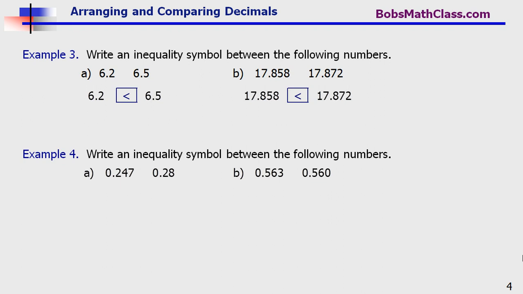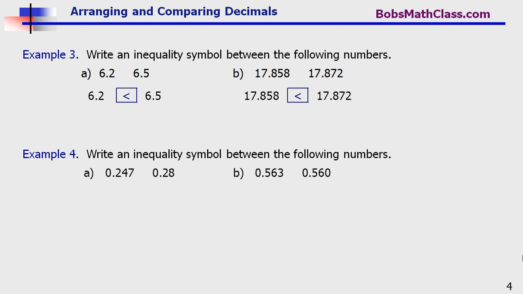Okay, 2 more here. You could always pause the video and work these out on your own, and then click on play when you're ready to continue. Okay, so 0.247 and 0.28, which one's larger? Right, the 0.28, because in the tenths place they both have a 2, and then in the hundredths place, the first one on the left has a 4, and the second one has an 8. So the 0.28 is larger.